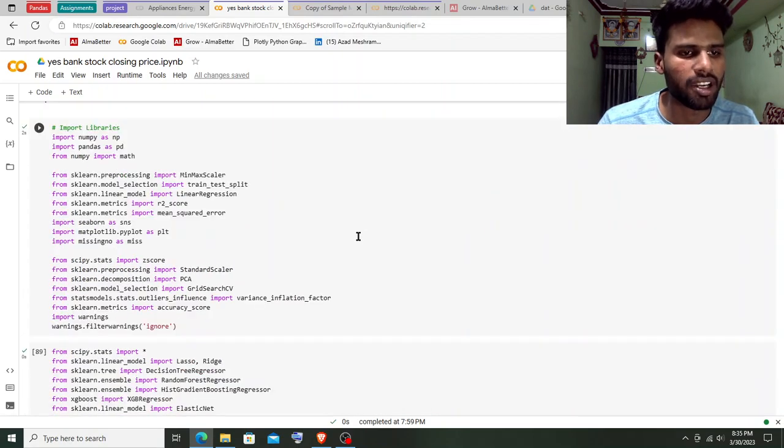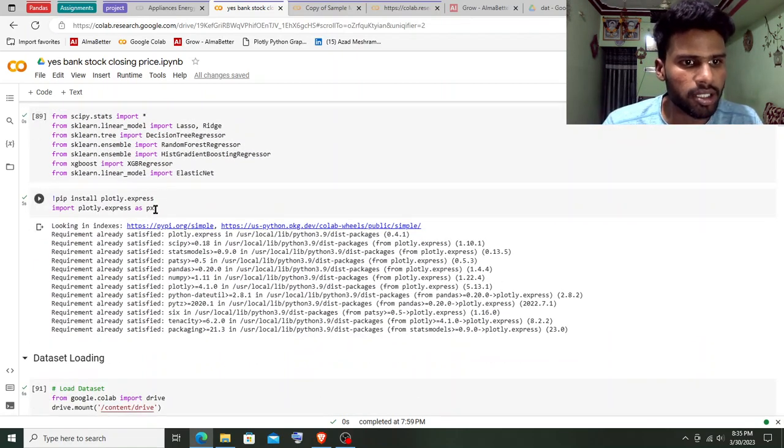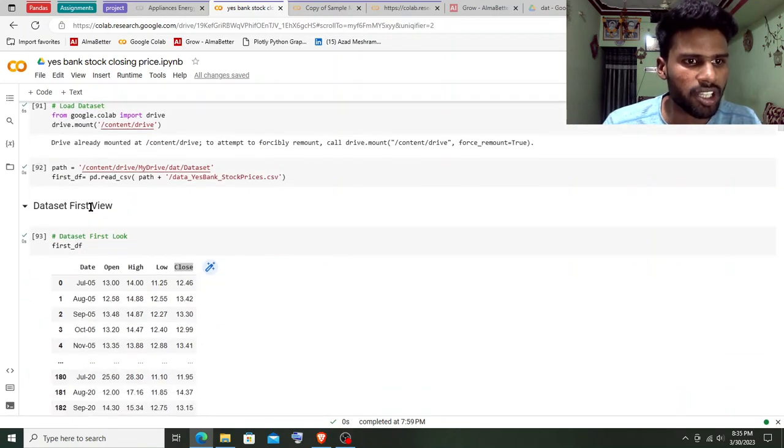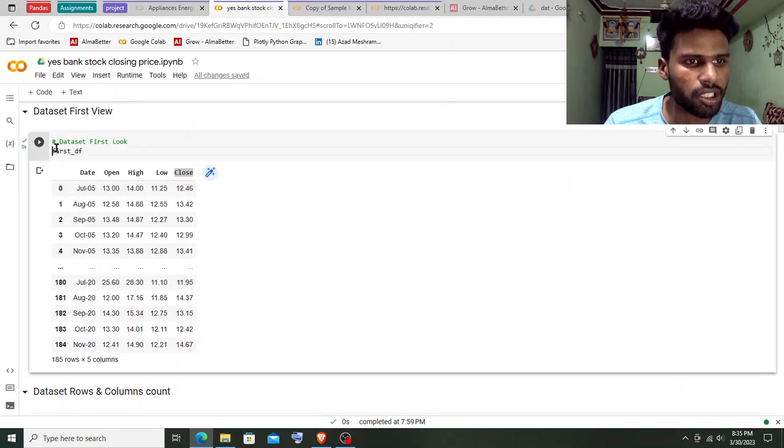These are the important libraries which I have installed for the project: Plotly for plotting the graphs, mounting the drive, and this is the first look of the dataset.